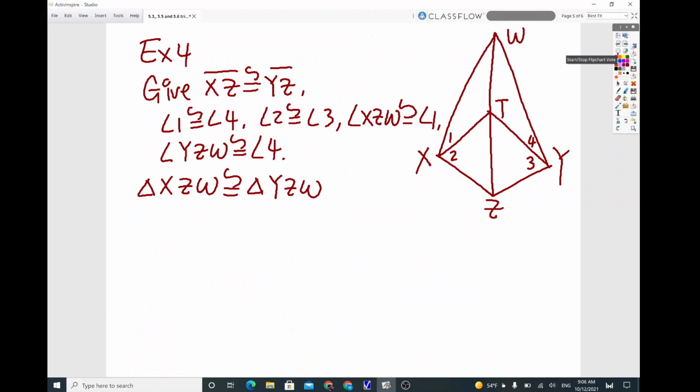Okay, so one more example. Given, segment XZ is congruent to segment YZ. Angle 1 is congruent to angle 4. Angle 2 is congruent to angle 3. And then angle XZW is congruent to angle 1, and angle YZW is congruent to angle 4.